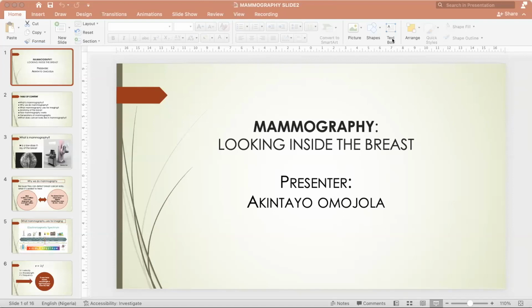So is there anything on my screen? Okay, so it says here that it is because they can detect breast cancer early. So the whole idea of diagnosis generally is that what? Okay, sorry, can you see my screen?